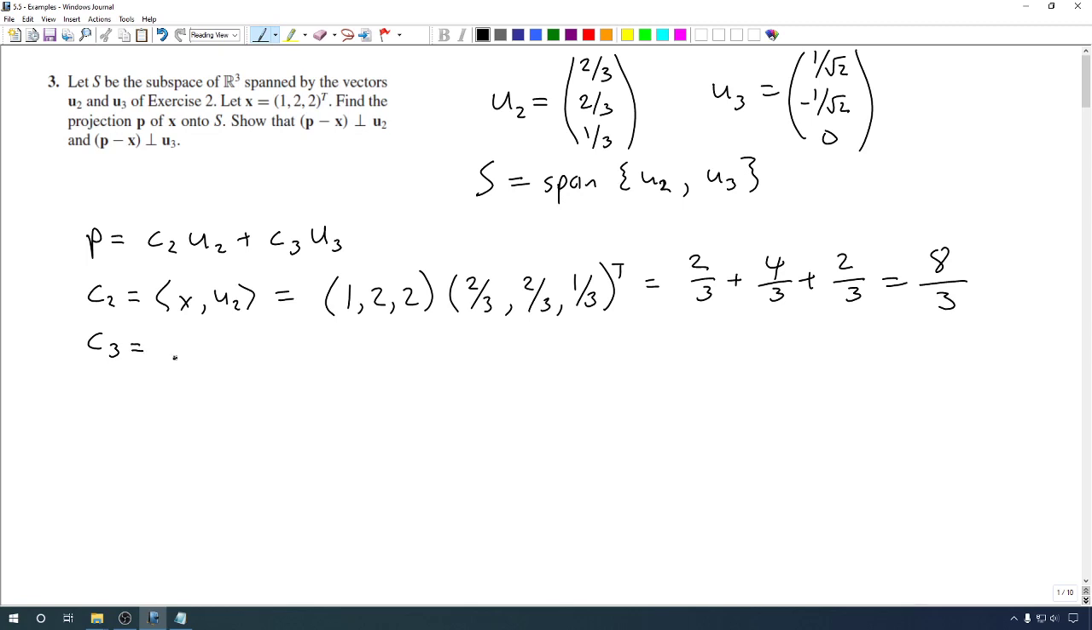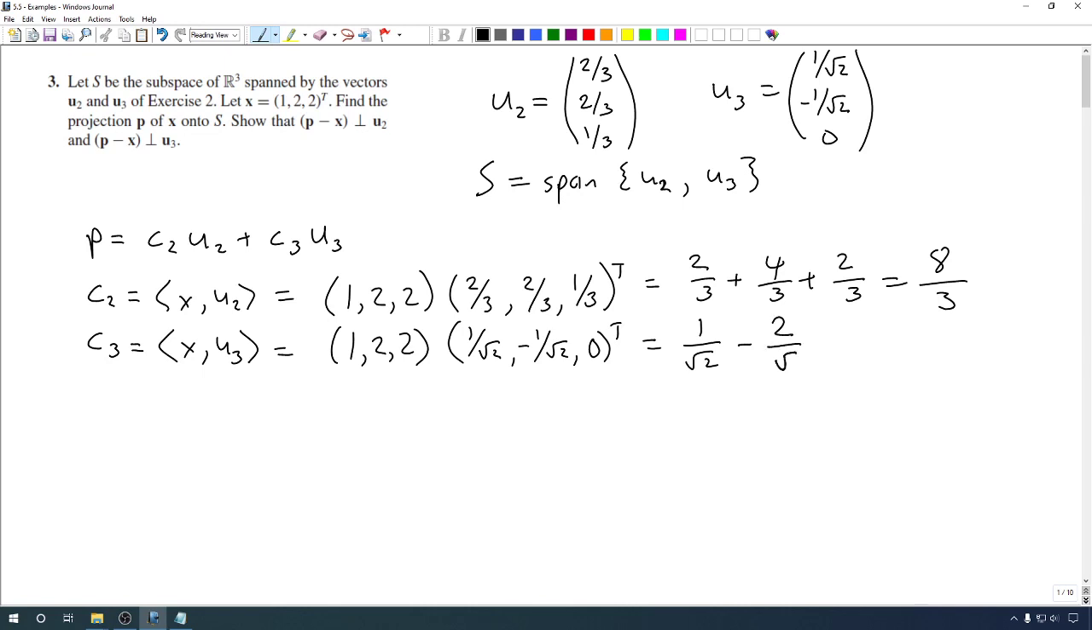What about c3? c3 is the inner product of x with u3. So same process, except now our u3 is 1 over root 2, negative 1 over root 2, and 0. This is going to be a little bit more fun because of all the roots, but we have 1 times that, so we have a 1 over root 2. We have a 2 times that, so we have a minus 2 over root 2. And then, of course, the last one is 0. So overall, we just get negative 1 over root 2.